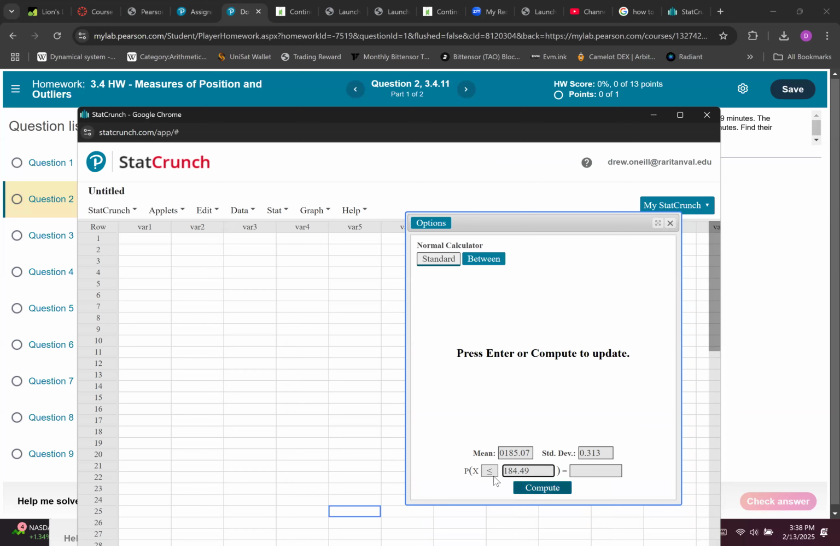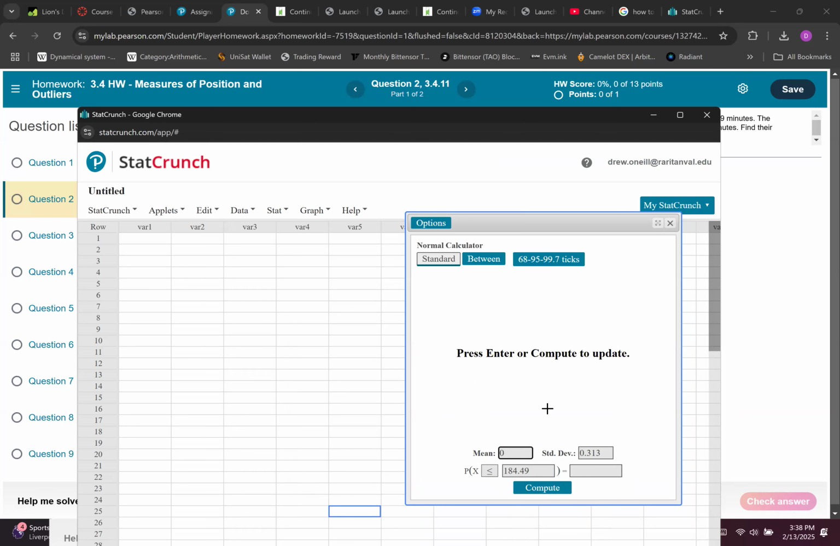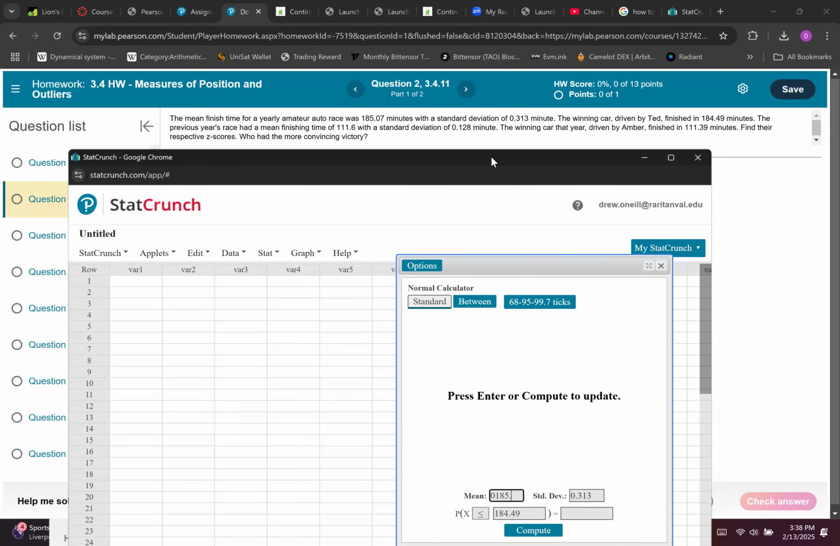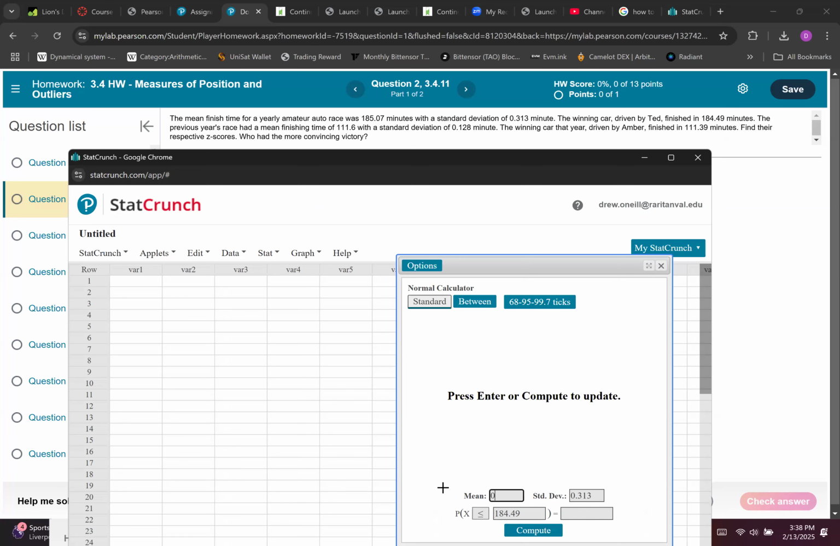184.49. Okay, when you're getting z-scores, always leave this as less than or equal to. Area to the left. So this area right here is what we want. So if we change this to 0 and 1, oh, that's why you don't delete it. Let me reset that. So you have to copy it. I guess I was right. 185.07. Compute. So copy this, Control C. Then reset this to 0, 1.